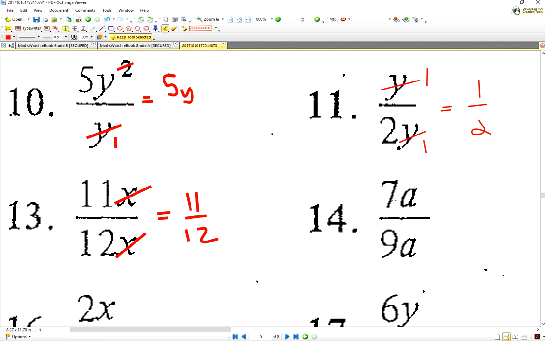7a over 9a, the 7 and 9 won't cancel. 7 is a prime number, so it doesn't have any common factors with 9 apart from 1, which is a useless common factor because if you divide by 1, it doesn't do anything. So we can divide top by a to give you 1, the bottom by a, so we're left with a nice, lovely 7 over 9.